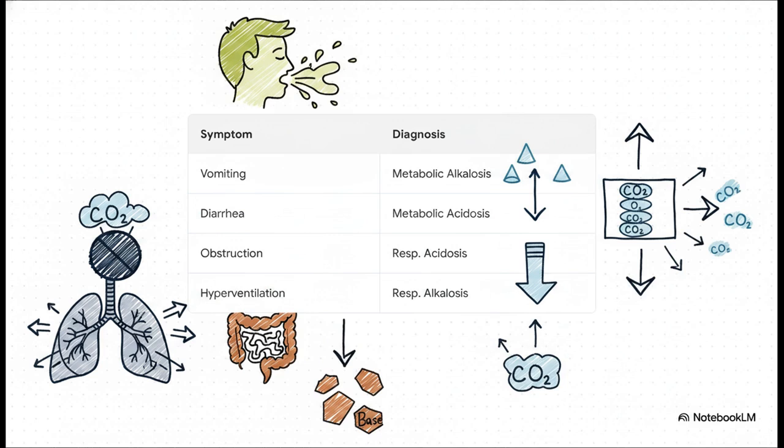Now, if a patient has an airway obstruction and simply can't breathe out CO2, that trapped CO2 builds up and creates respiratory acidosis. And finally, if a patient is hyperventilating, breathing way too fast and blowing off way too much CO2, it rapidly triggers respiratory alkalosis.